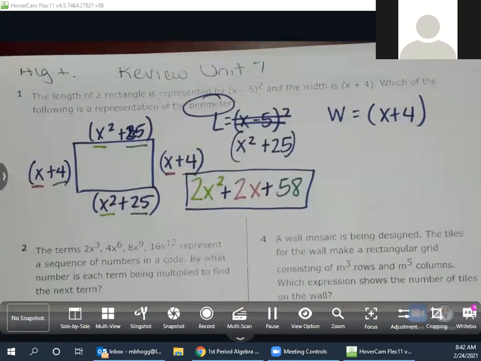Number 2. It says the terms 2x to the third, 4x to the sixth, 8x to the ninth, 16x to the 12th represent a sequence of numbers in a code. By what number is each term being multiplied to find the next term? So, okay, this is kind of from another unit. What I want you to do here is look at those numbers that they give you.